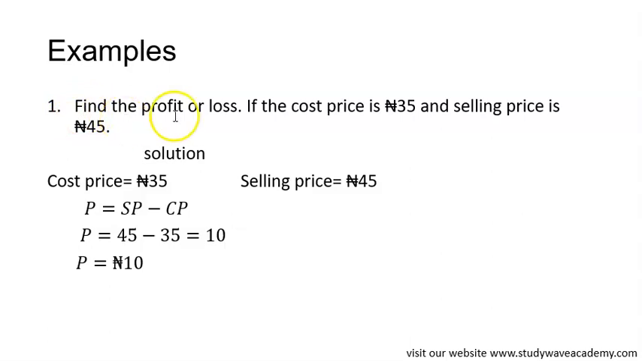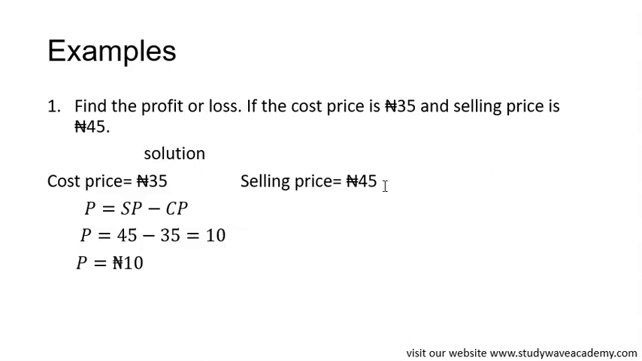1. Find the profit or loss if the cost price is 35 naira and the selling price is 45 naira. So we are to look for the profit or loss. The cost price is 35 naira and the selling price is 45 naira. We are to find out if it's profit or loss. Now the selling price is higher than, is greater than the cost price. So it's a profit, right?